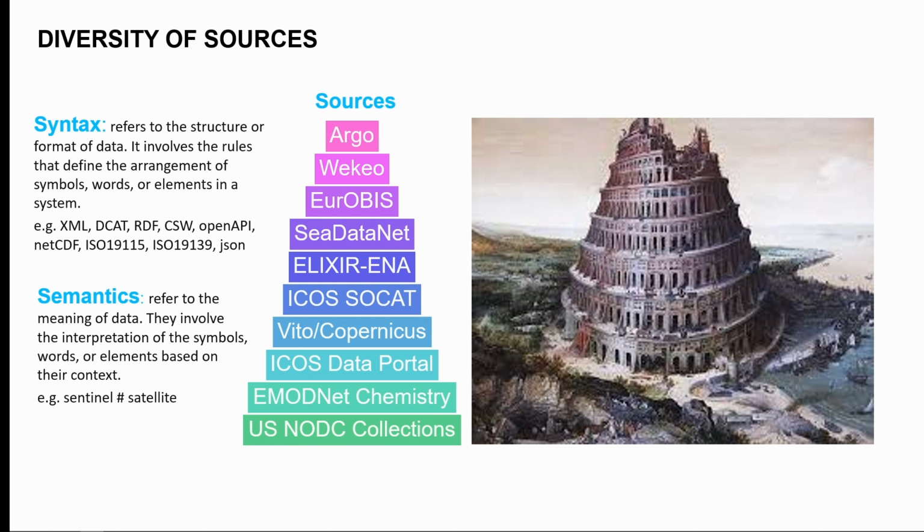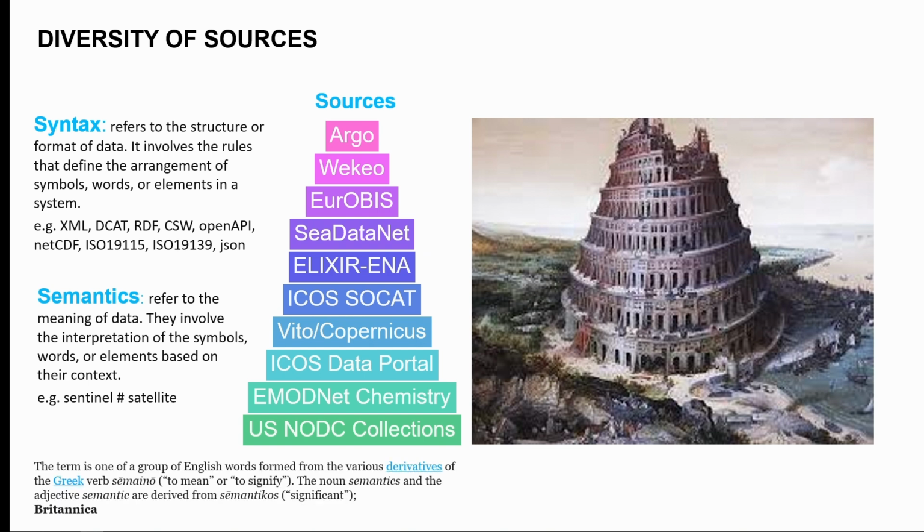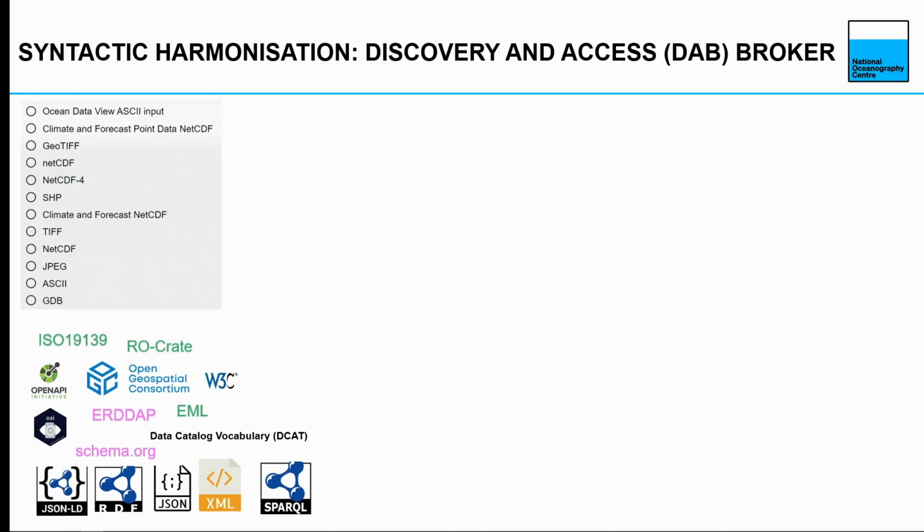So you see a symbol, and through its context, you know what it means. For us, the Sentinel and satellite is one of the examples that we encountered. Because I'm Greek, I just wanted to refer to where semantics come from. So it comes from the word semeno, which means sign in Greek. And semantics comes from the word semantikos, which is significant.